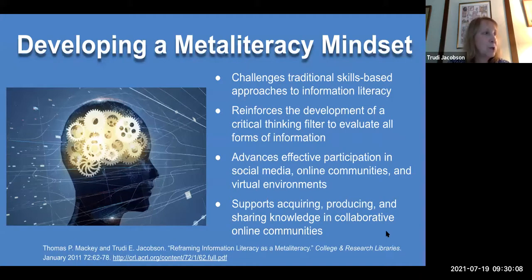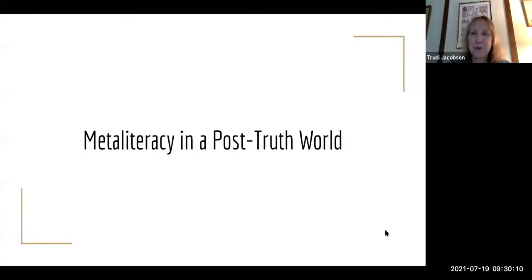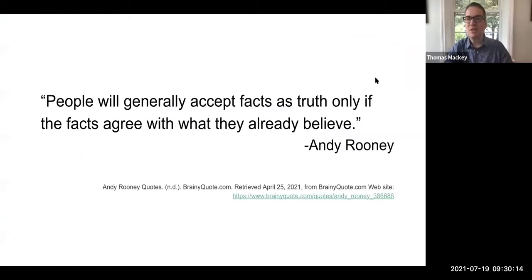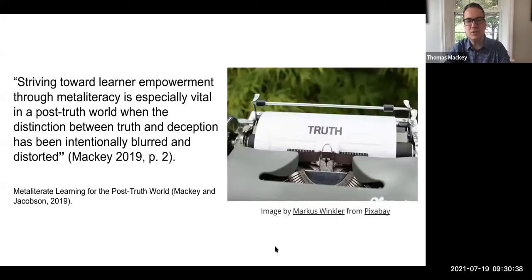And Tom, could you take it from here for the post-truth world? Absolutely. So clearly we live in an environment where the concept of truth and trust are really challenged. And this is just an excellent quote from Andy Rooney. I think that really captures this: people will generally accept facts as truth only if the facts agree with what they already believe. So clearly getting at this idea of confirmation bias, which we've all been grappling with and dealing with as part of this issue.